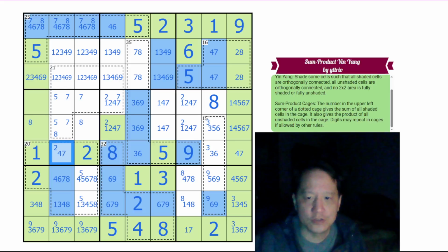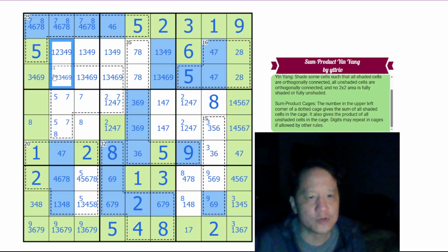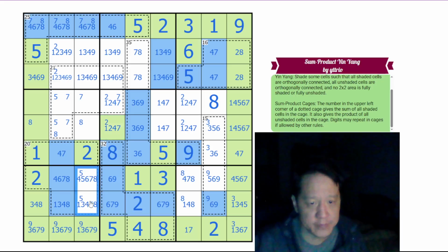So there's no 2 here. That means 2 cannot be here. 2 can't be here. So 2 is one of these 2 digits here. This is still a blue-green pair. We have green here across here, so this can't be diagonal of blue. So this must be green here.